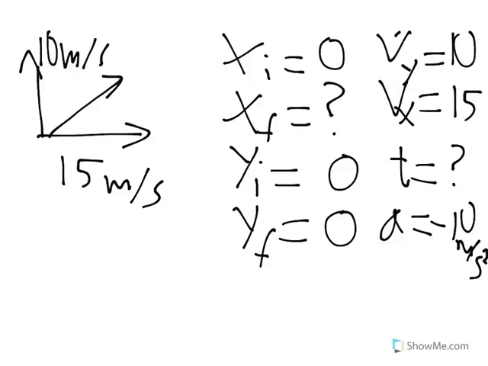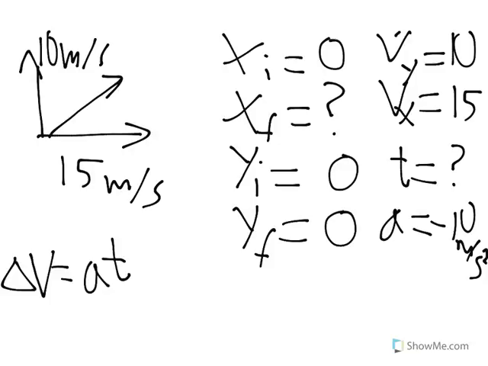So now let's go through and see what we can calculate. We need to calculate either position or time. And since our position is going to depend on our time, let's start with time. So we need an equation that uses time and only other variables that we have answers for. So a good one is change in velocity equals acceleration times time.